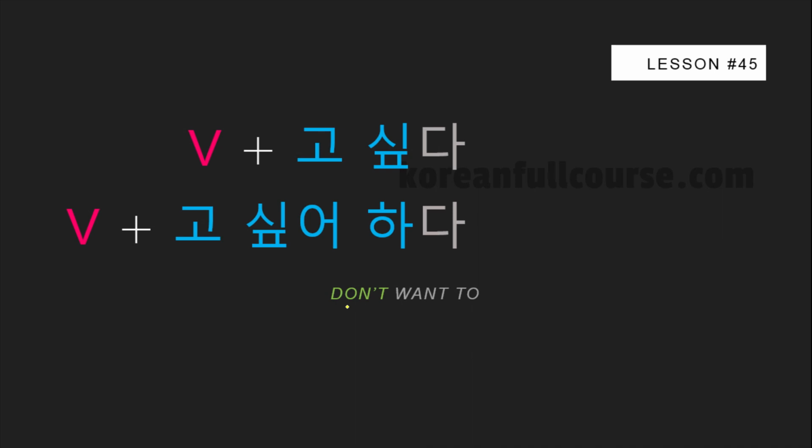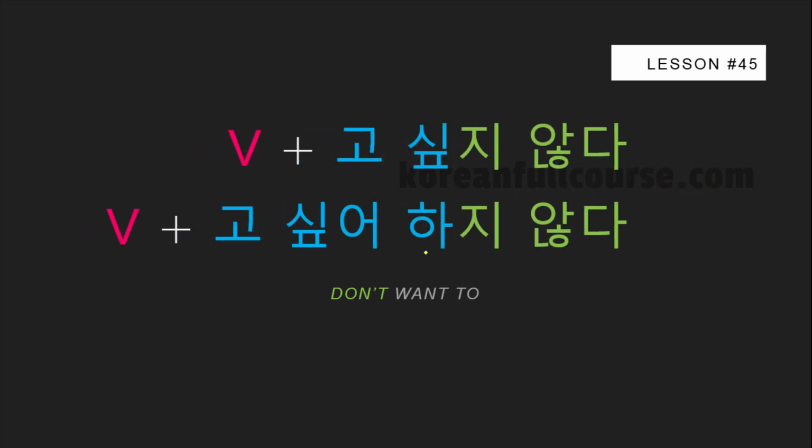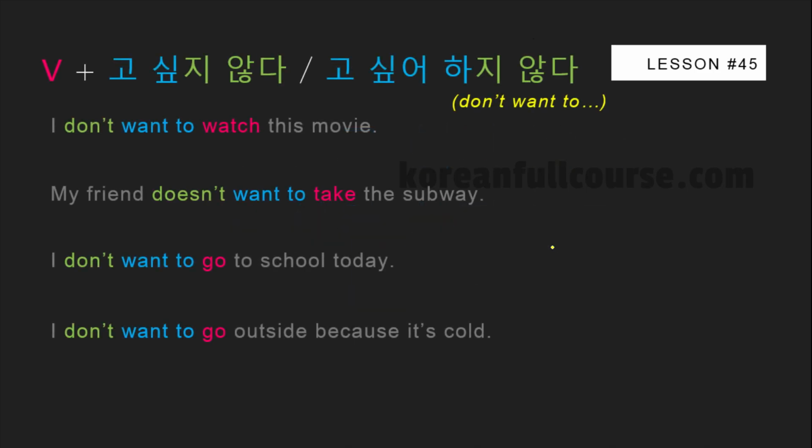With the following grammatical construction, you can say that you don't want something. It's also very easy. You just need to add 지 않다, which we used to form negative sentences, to 고 싶다 or 고 싶어 하다. This way you get 고 싶지 않다 or 고 싶어 하지 않다. Here you are given a few examples. Try to translate them into Korean by yourself.